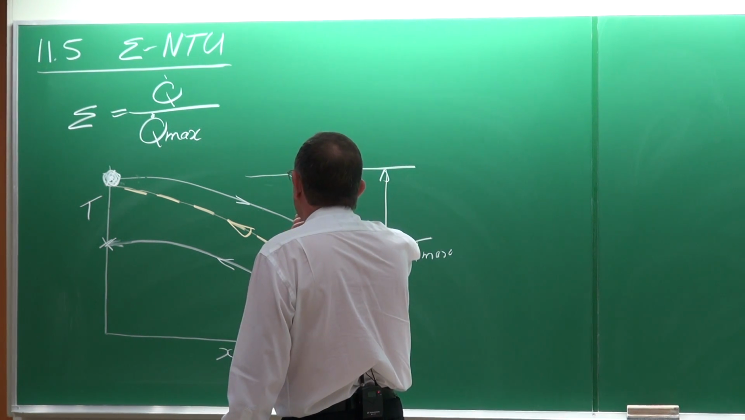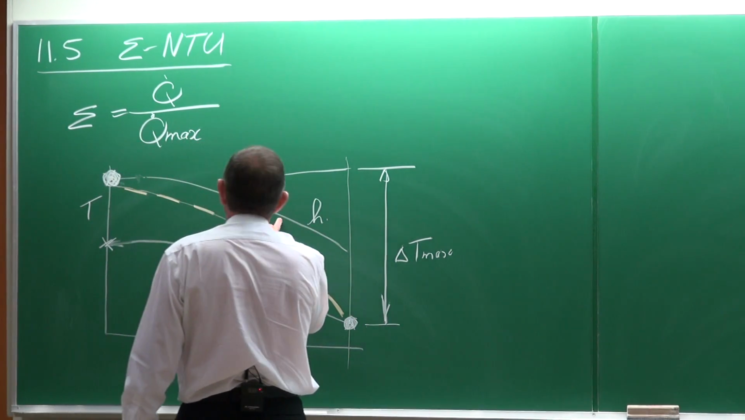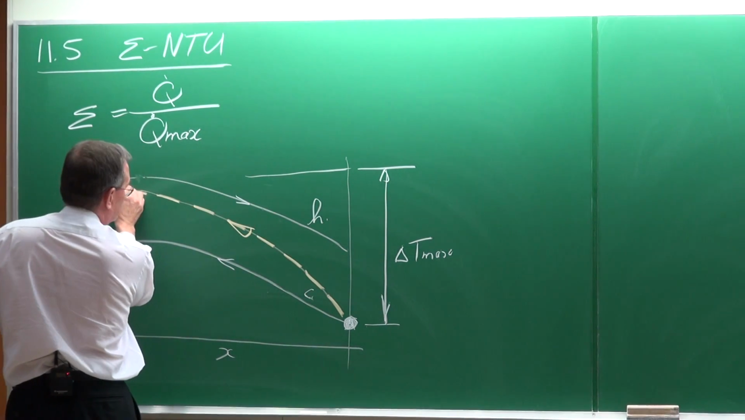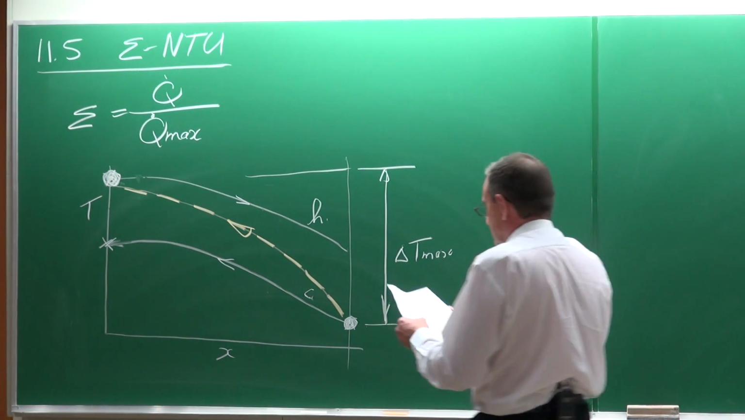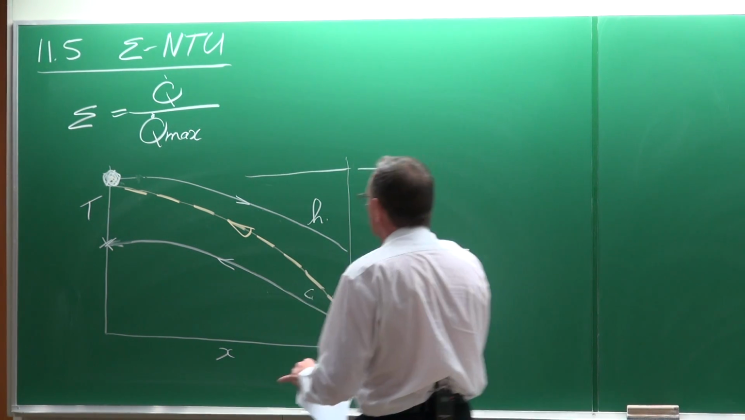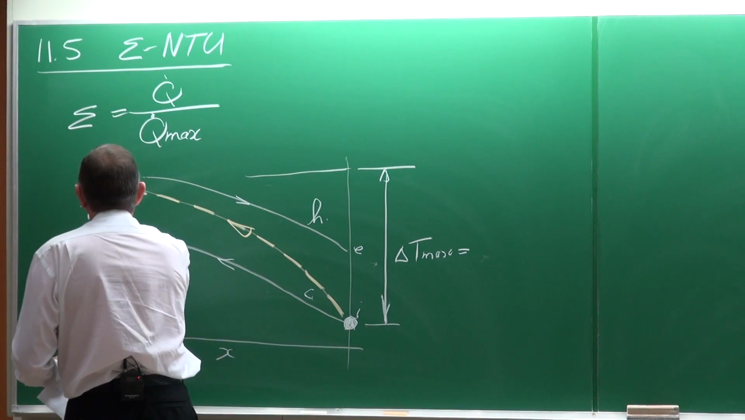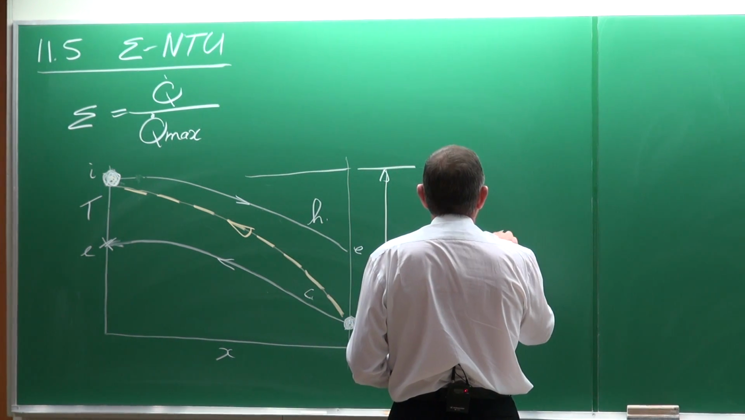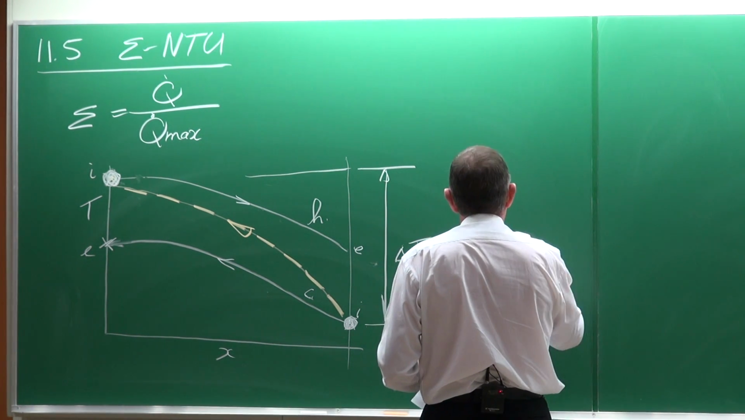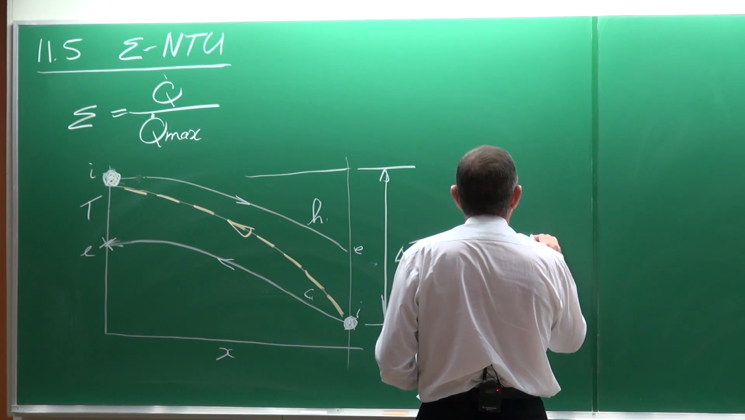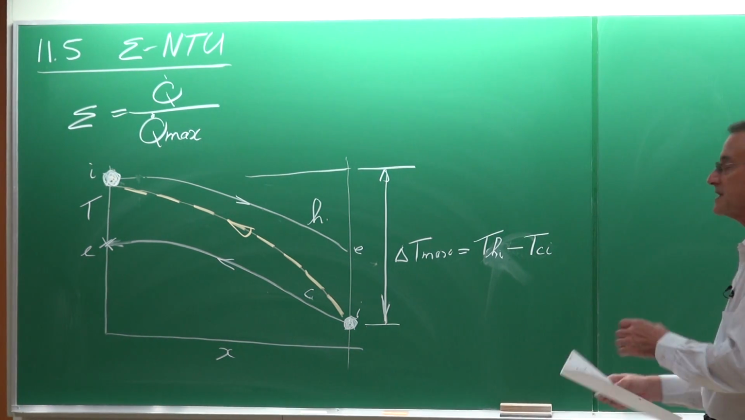We can, of course, have the same for the hot side. Let me just draw it like that. So if that is in and that is out, and that is in and that is out, then delta T max would be equal to the temperature of the hot stream in minus the temperature of the cold stream in. That would be delta T max, always. You see that?